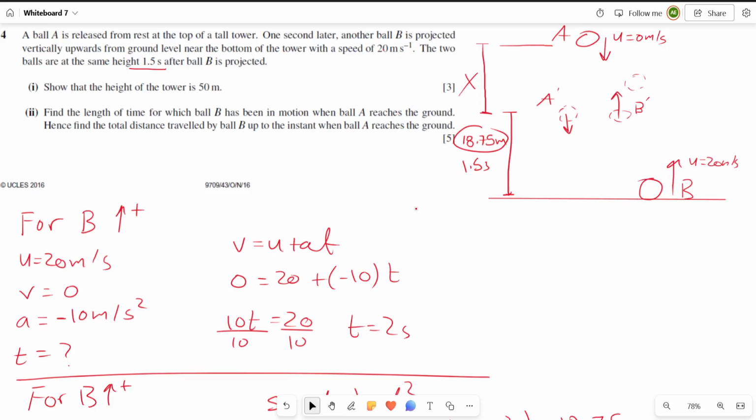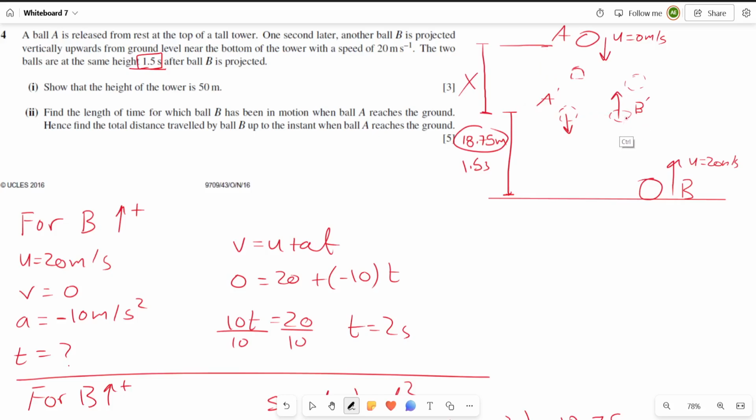So let's start doing that. Now let's think about ball A. First of all, B was released 1 second after A. The question tells me that the balls are at the same height 1.5 seconds after B is projected. So A was projected and moving down, and let's say A reached over here after 1 second, and when A reached over here, B was released, and then it took an extra 1.5 seconds for them to be at the same level.